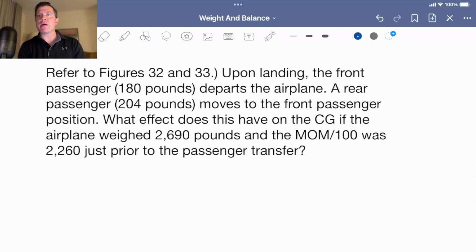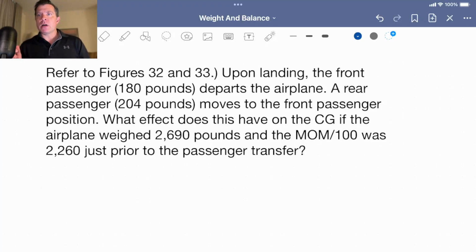Upon landing, the front passenger, 180 pounds, departs the airplane. Rear passenger, 204 pounds, moves to the front passenger position. How does this change the CG? And how does it shift? So what effect does this have on the center of gravity?